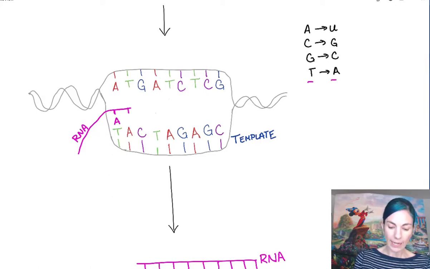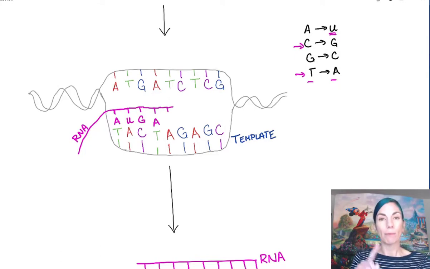Now I move over to the next spot and I see A. And I come over here and say, okay, that pairs with U. And then the next spot, I see a C. So C is going to pair with G. And then I come over to the next spot. Again, I see another T. T is going to pair with A. I come over to the next spot, there's an A. So I look up at my rules and I see that A pairs with U.